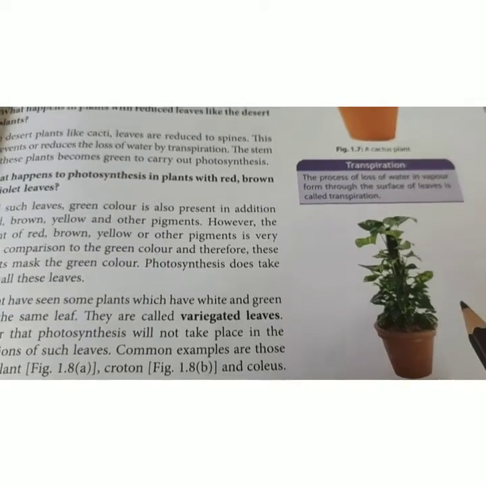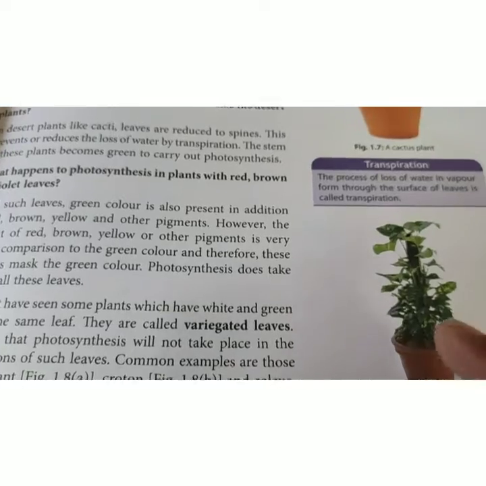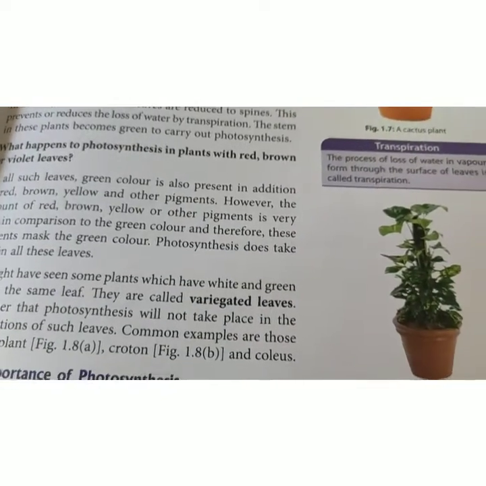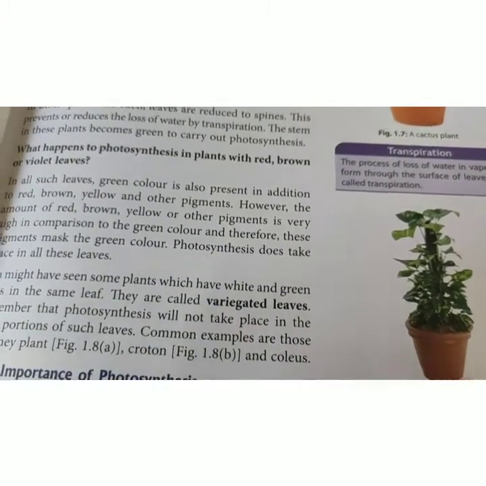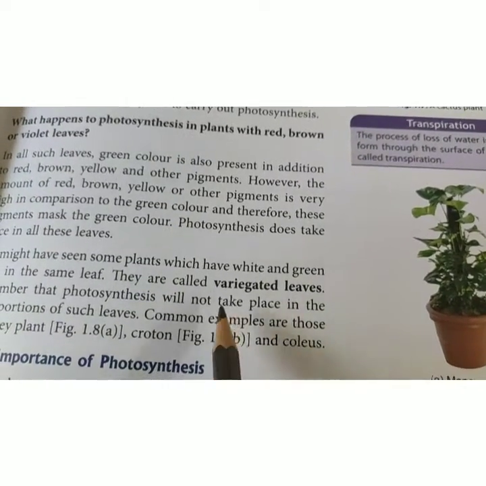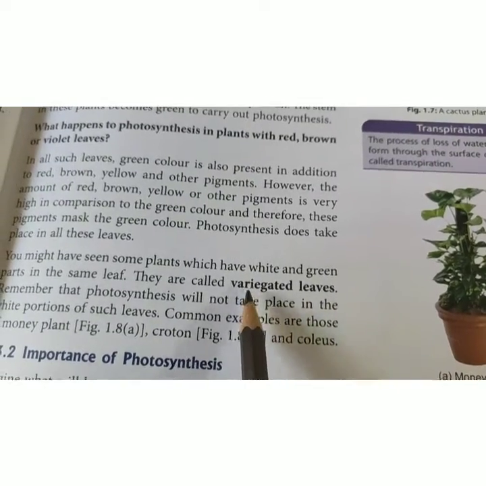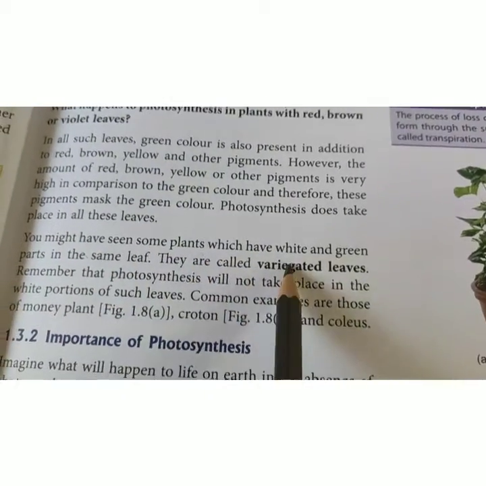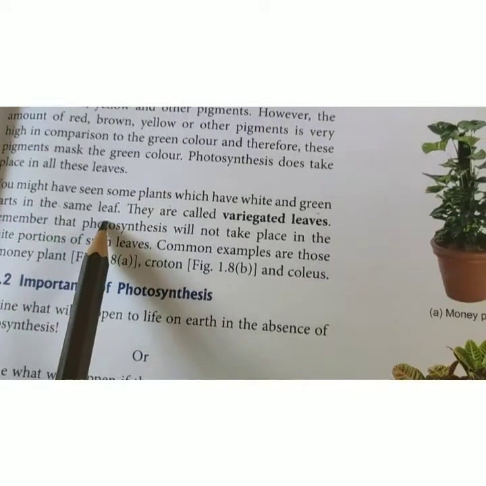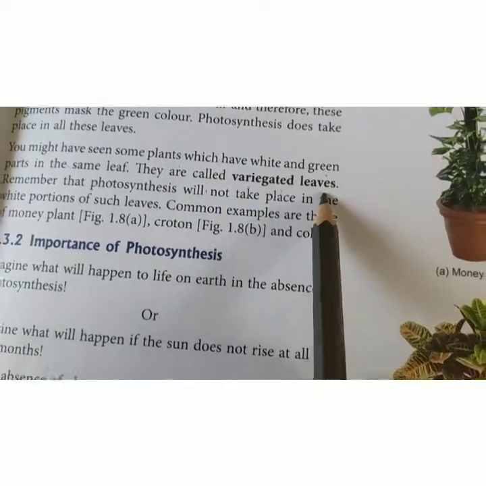So they are also the same thing. The green part carries on the photosynthesis. Now what are these types of plants known as, whose leaves are not completely green, and are of some other color? They are known as variegated leaves. Okay, so they are the plants which have white and green parts in the same leaf. They are called variegated leaves.